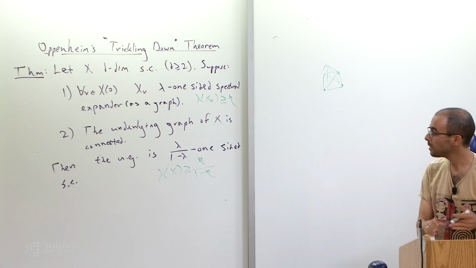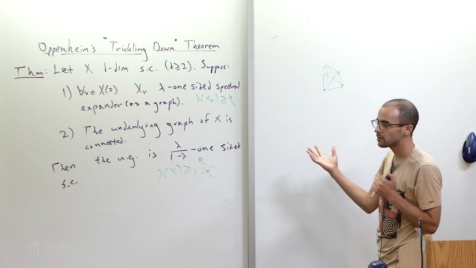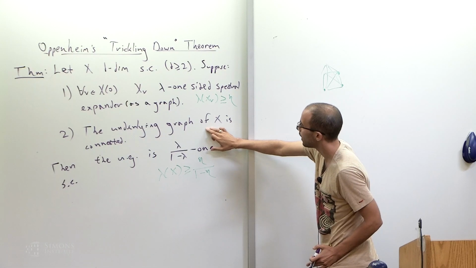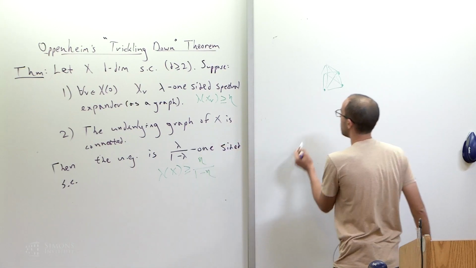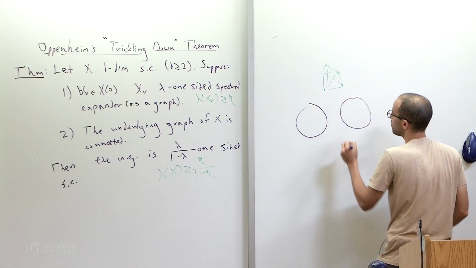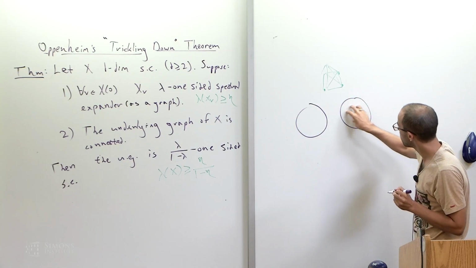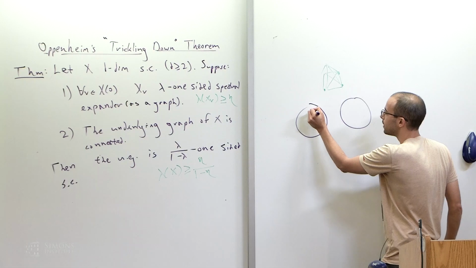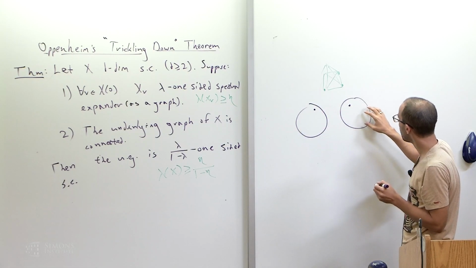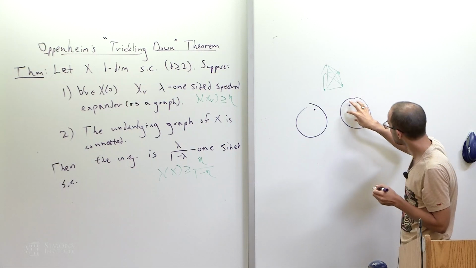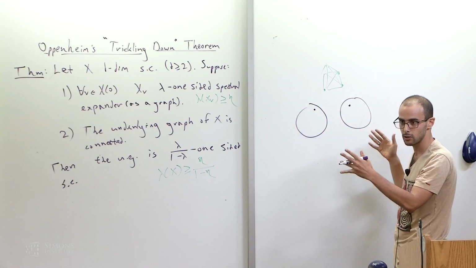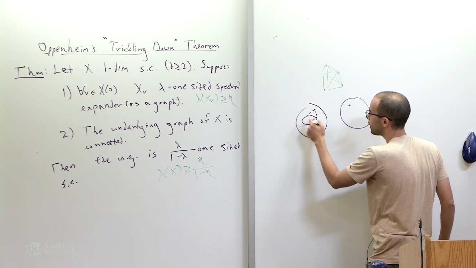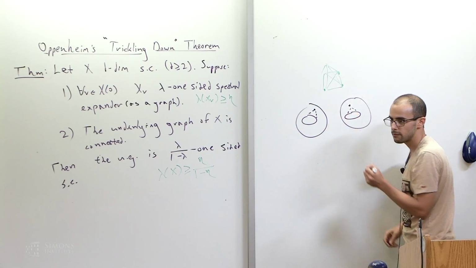So let's maybe talk about the intuition of why this thing is supposed to be true. First of all, why do we need this technical assumption that the underlying graph of X is connected? Suppose that I have two copies of the complete complex. Each one is supposed to be a very good spectral expander, even two-sided. And indeed, if I look at a simplicial complex which is just both of these copies, but they're disjoint from one another, they're disconnected, then of course all the links in each copy seem very well connected.